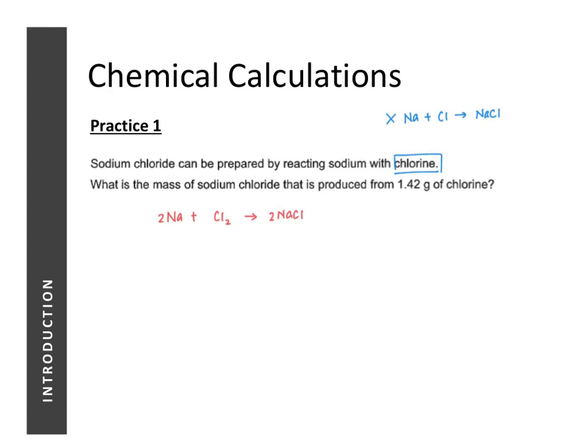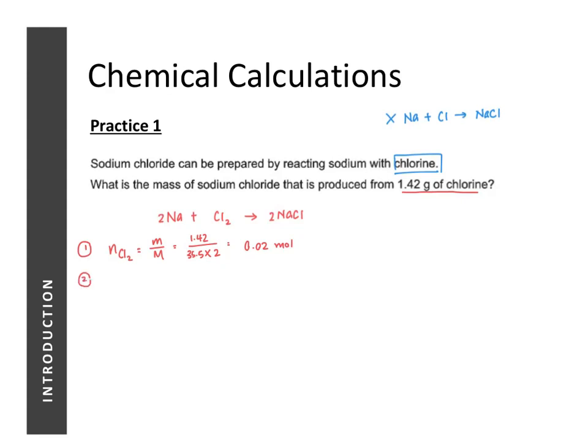Okay, first C is to convert to moles. So look at what is given in the question. We are given the mass of chlorine, so we need to convert it to moles. Number of moles of chlorine is equal to mass over molar mass. So 1.42 divided by 35.5 times 2, that will give us a value of 0.02 moles. So this is step number 1, convert to moles.